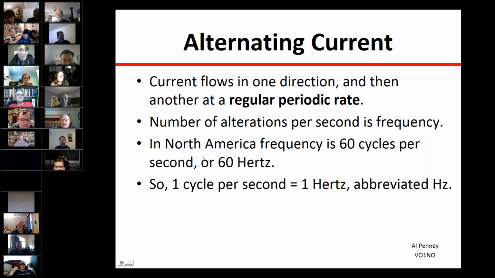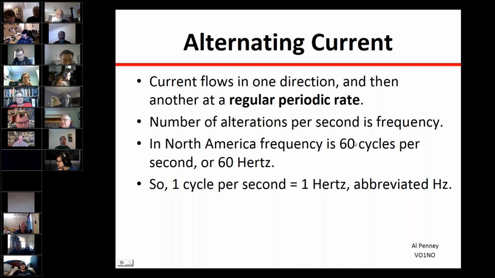Okay, I think we just got one last topic here. What time is it? 4:08. There we go. So, alternating current. The current flows in one direction and then another at a regular periodic rate. The number of alternations per second is the frequency.